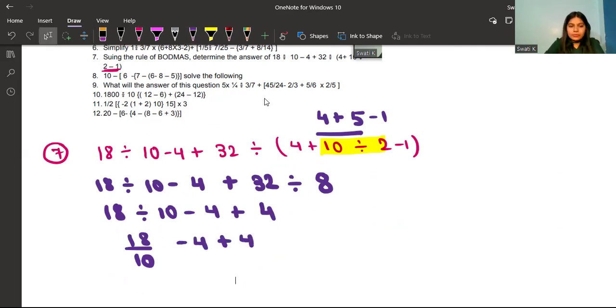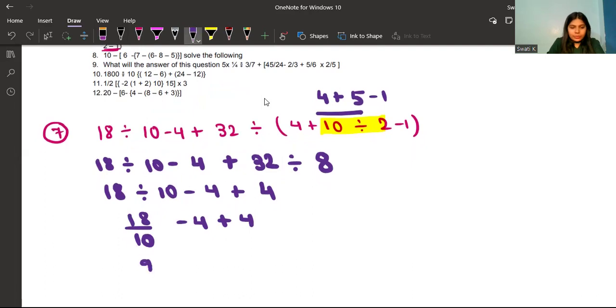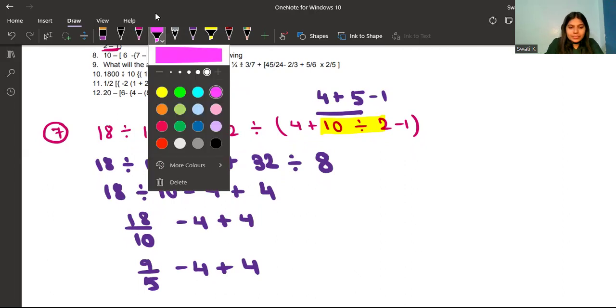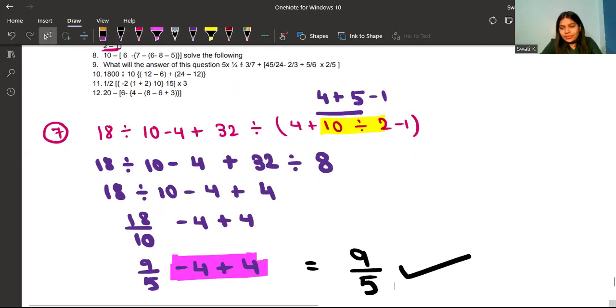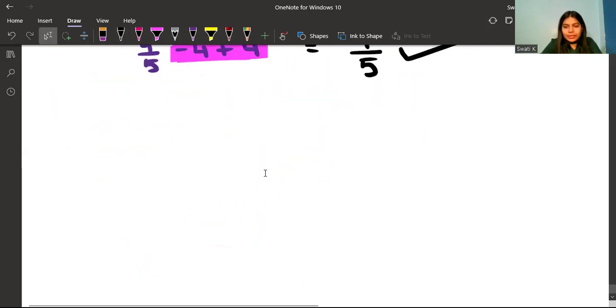If you simplify this, it will become nothing but 2 times 9 is 18, 2 times 5 is 10, minus 4 plus 4. I know here you must be wondering that we have to solve 9 by 5 plus 4 first and then minus 4 because addition comes before in the BODMAS. But let me tell you that addition and subtraction, they are opposites to each other. So even if you solve this first, you will still get the same answer. And you know that minus 4 plus 4 is going to be 0. So directly you can write down the answer that it's 9 by 5. That's the answer. All right, now we can go to question number 8.